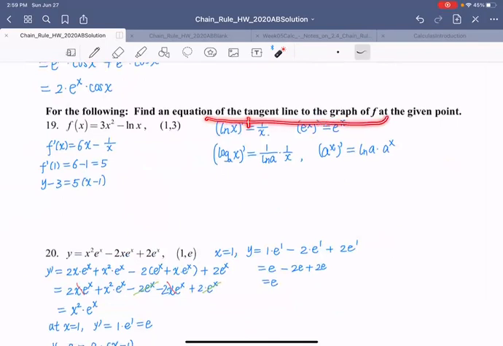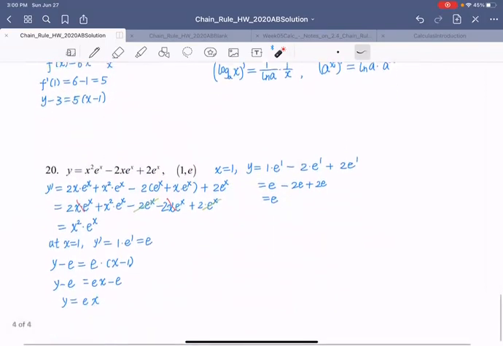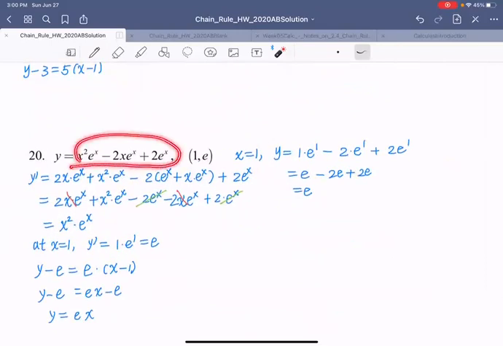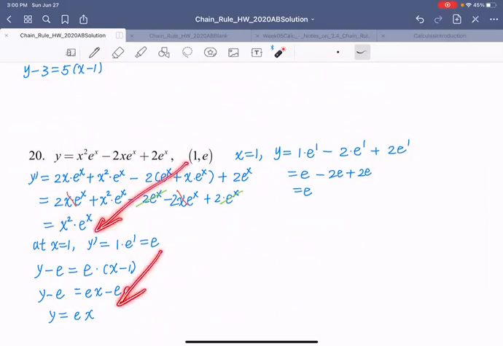Find the tangent line at the given point. You have to do the derivative first and then plug in the x value to find the slope, and then do the point slope format. You got the tangent line. Same thing for here. Even though this guy looks so ugly, finding the derivative is not too hard. Do the product rule for this guy, do the product rule for this guy, okay? And you can find the final derivative, and then plug in and use a point slope format.